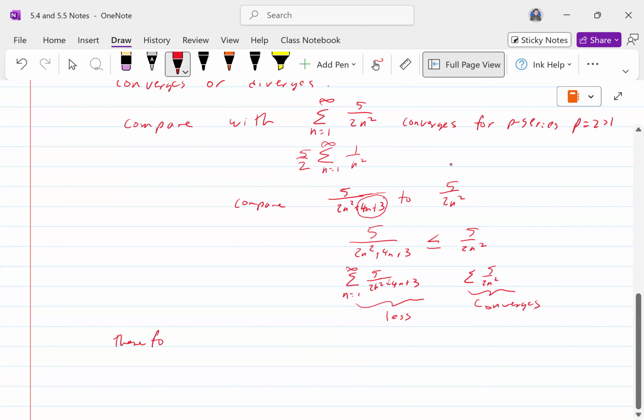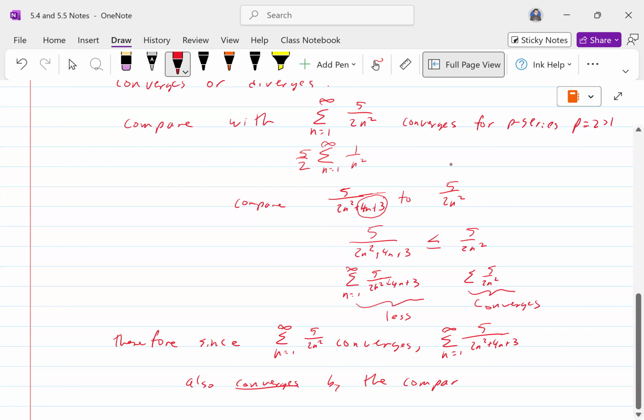So therefore, since the sum from n equals 1 to infinity of 5 over 2n squared converges, the summation from n equals 1 to infinity of 5 over 2n squared plus 4n plus 3 also converges by the comparison test.